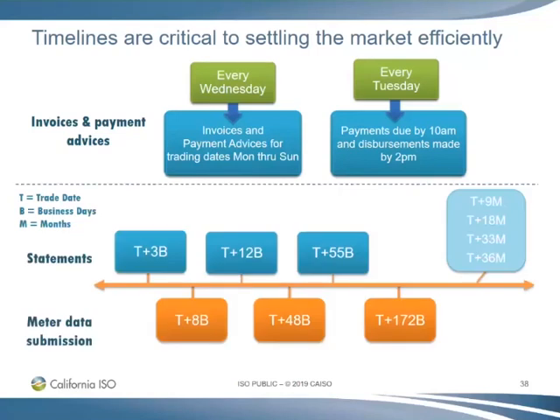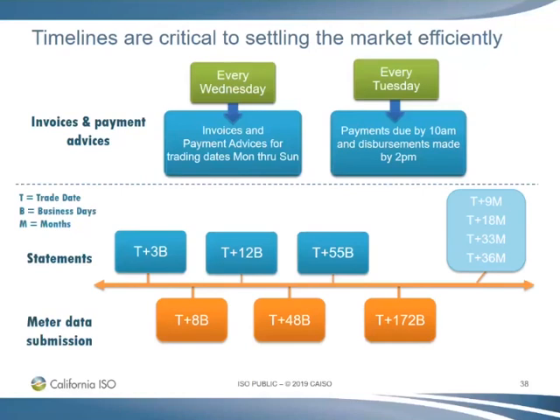This diagram depicts the daily settlement timeline, which shows how many times one trade date will be processed for adjustments and accurate calculation. The T on this chart indicates trade date, which means trade date plus 3 business days is the first estimated statement that is processed and produced by the reporting system. The next time this data will be processed for updates or changes will be at T plus 12B, or 12 business days after the trade date, that milestone. That will include any meter data submitted by T plus 8B.